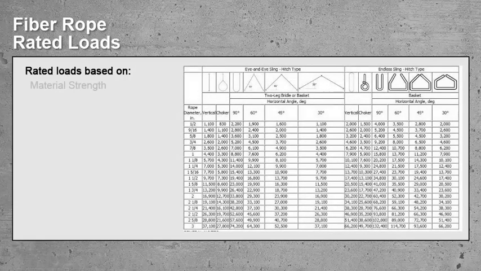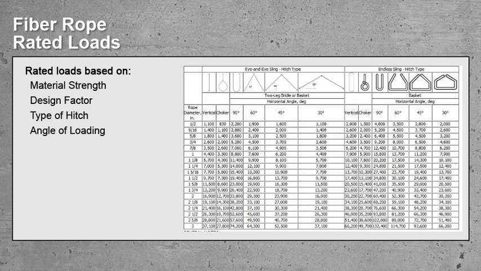The rated loads are based on the material strength, design factor, type of hitch, and angle of loading. Rated loads for single leg, choker, and basket hitches are provided. This table provided by OSHA is for nylon rope slings based on design factor. Any lifts outside this table should be consulted with the manufacturer or qualified person.